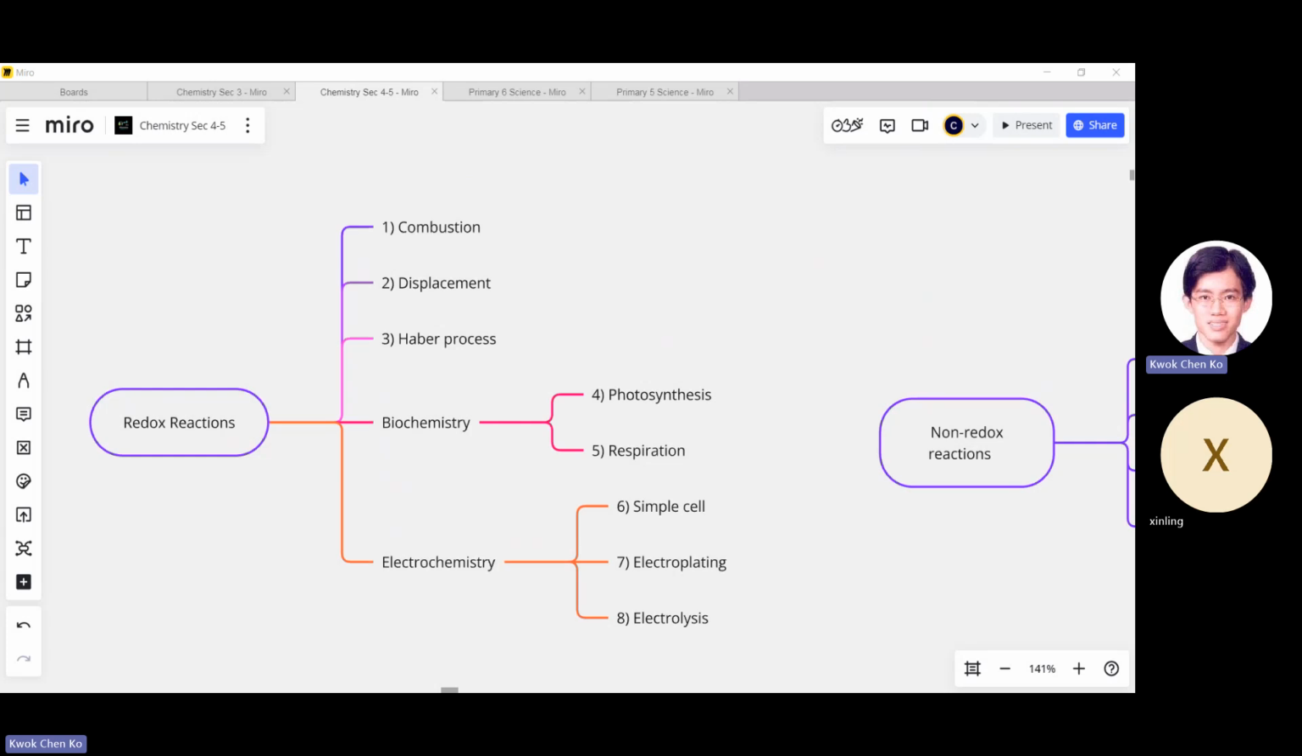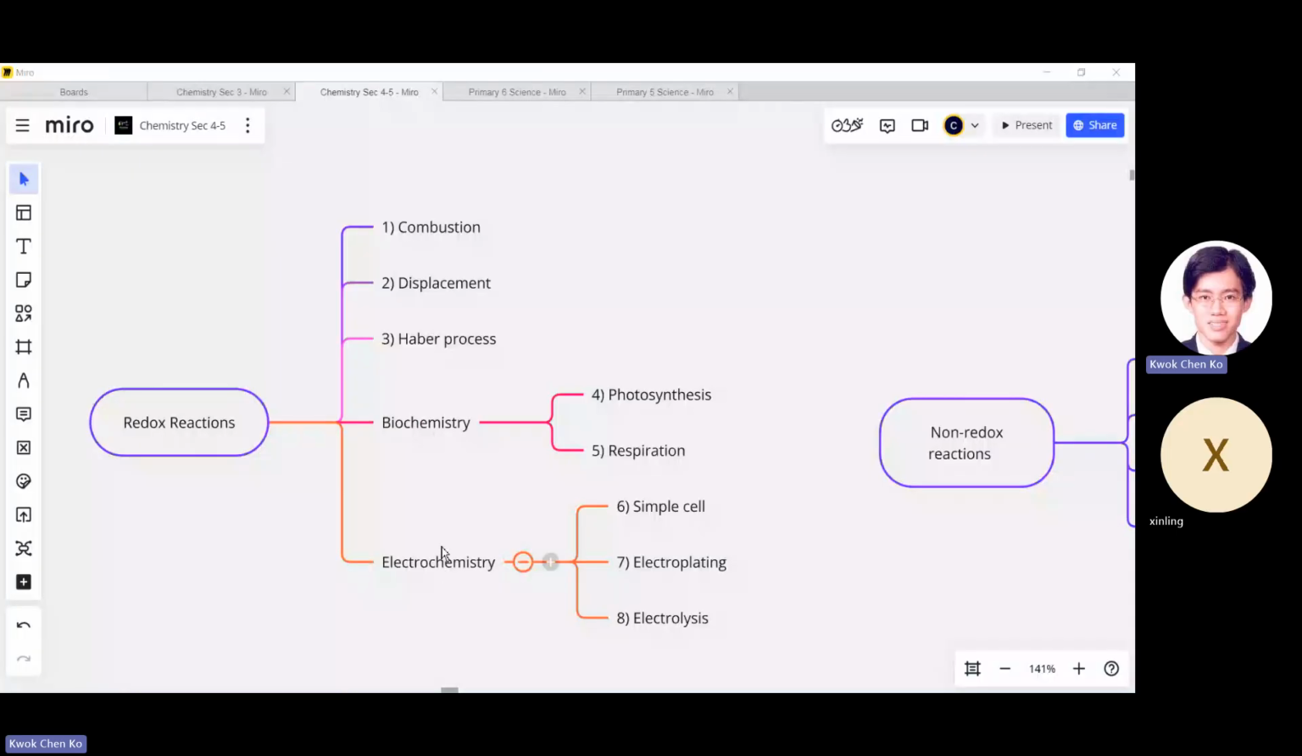Hold on, Sim, let me undo, unshare, and share again. All right, let me know if you can see the screen now, Sim.